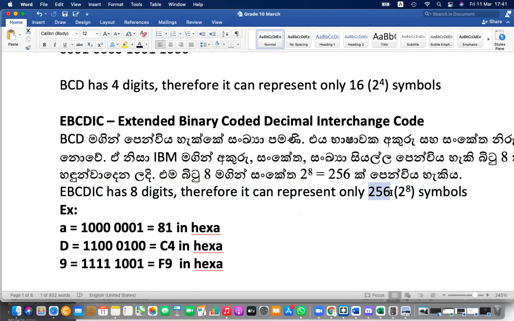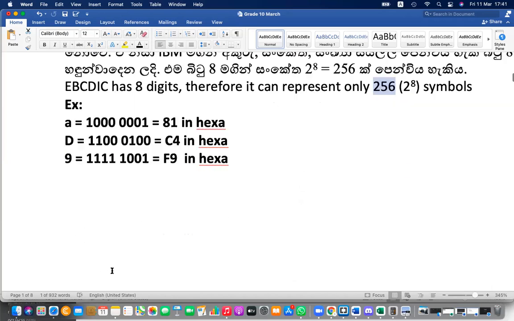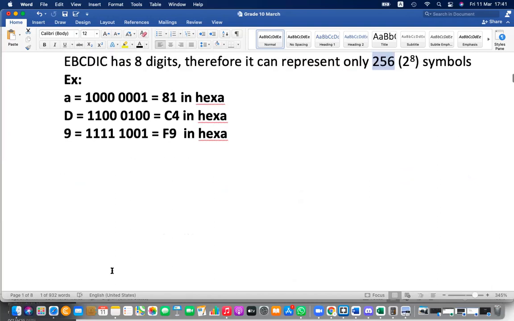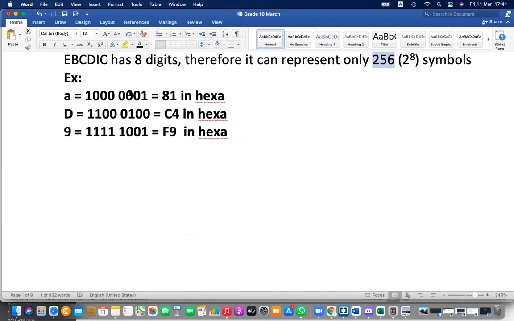So it can be used to represent even English letters like A, D, 9. Numbers can be represented, letters can be represented. So it can be used to represent letters, numbers, and symbols. So the problem of BCD was solved. BCD only represented digits 0 to 9. But EBCDIC can represent even letters.